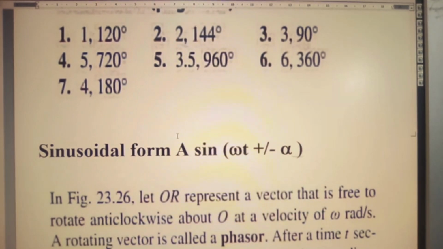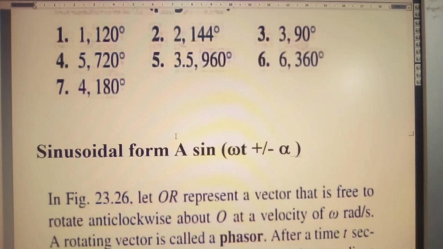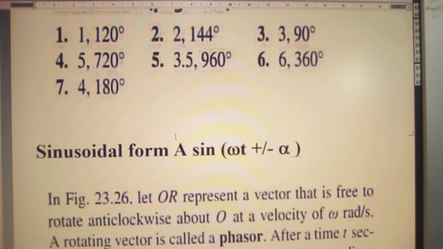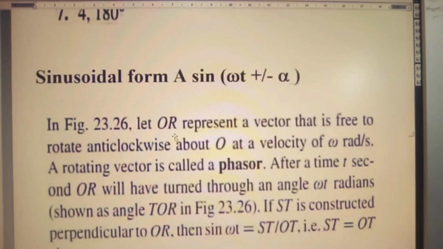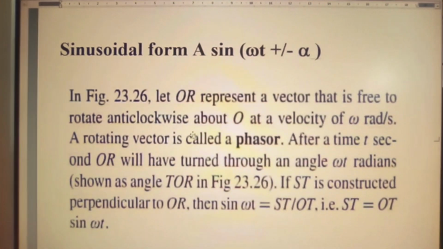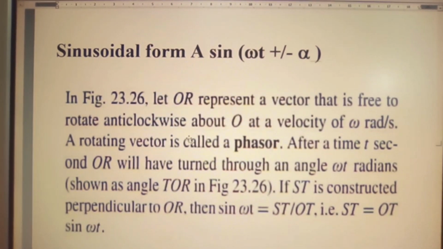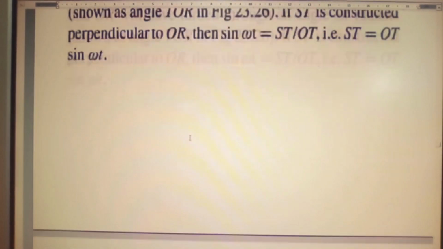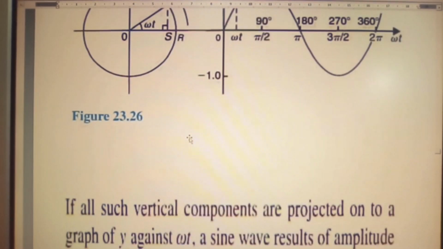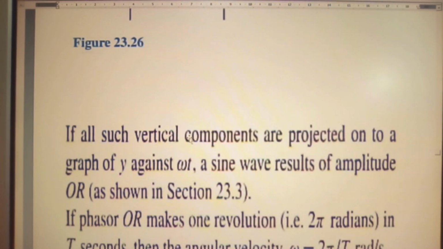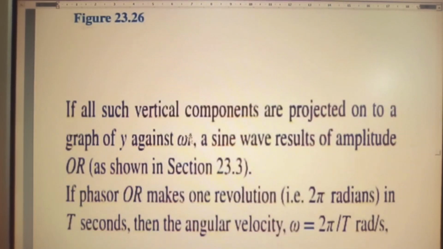The sinusoidal form A sine omega t plus, for me, I call it delta. Okay, that's how I remember it. You'll remember it in your own way, in your own format and style. Okay, for you to read for yourselves.